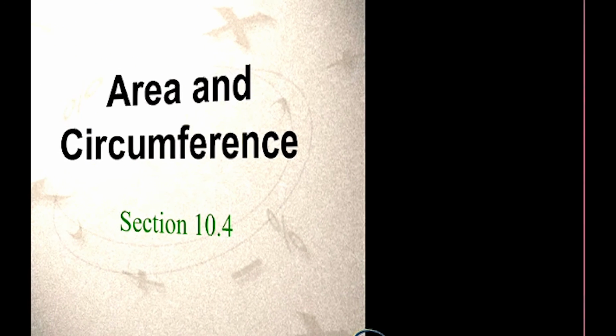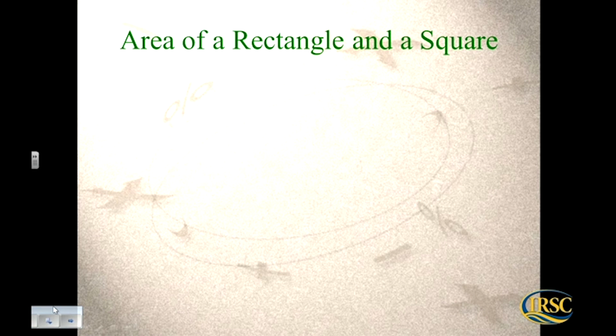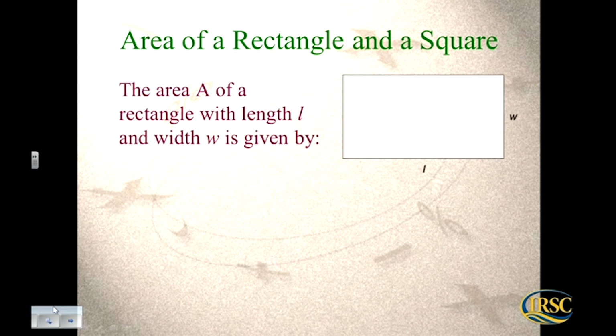Okay, so we did perimeter in 10.3, so now we're moving on to area and circumference. So the area of a rectangle and a square, most of you guys are familiar with that one. On your handout, you have most of the information, but what you're missing are the actual formulas. So the rectangle has a length and a width, and so the area is equal to length times width. Good. That's the one I hope that you guys already knew.